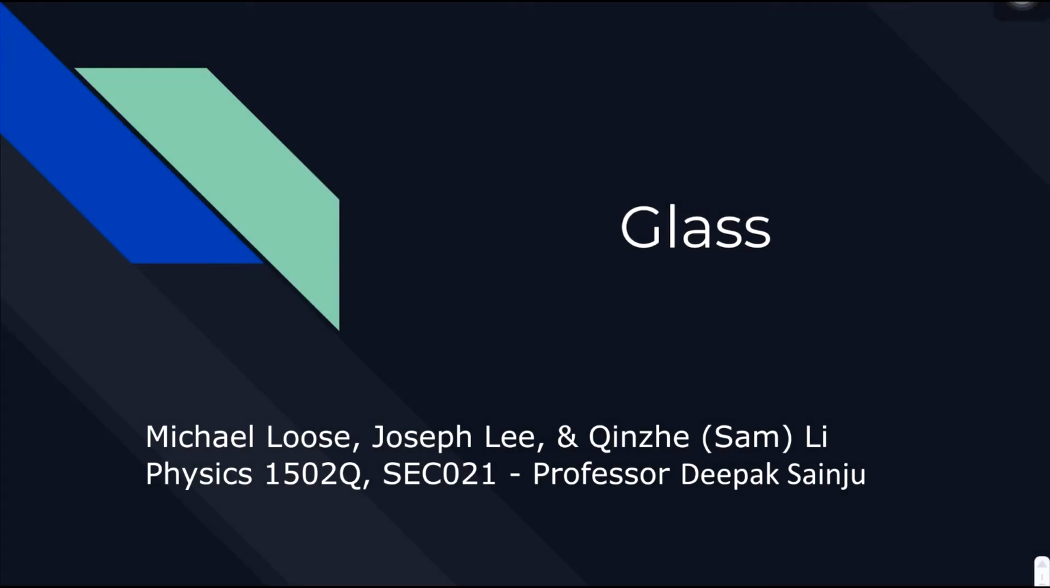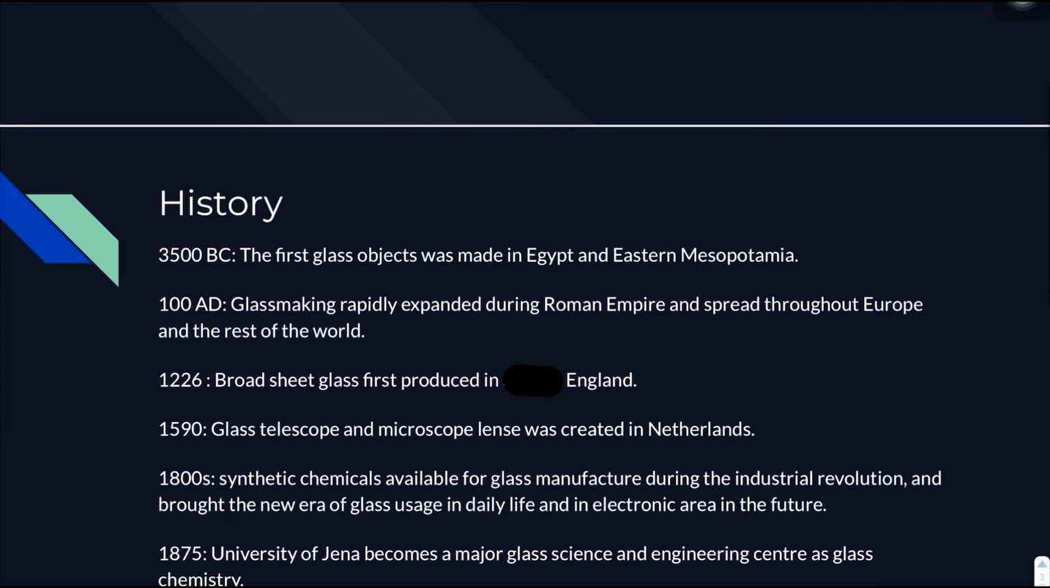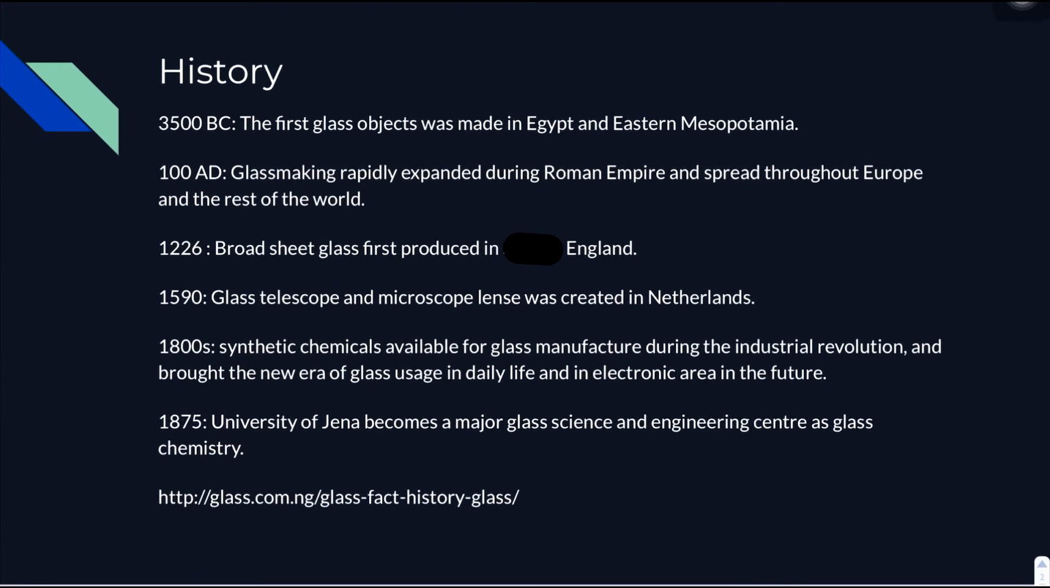Okay, so today we are going to go over the magic of materials for 1502 physics on glass and the computer screen. So what we have today is to look at the history of glass. So first off, in 3500 BC, the first glass object was made in Egypt and eastern Mesopotamia.